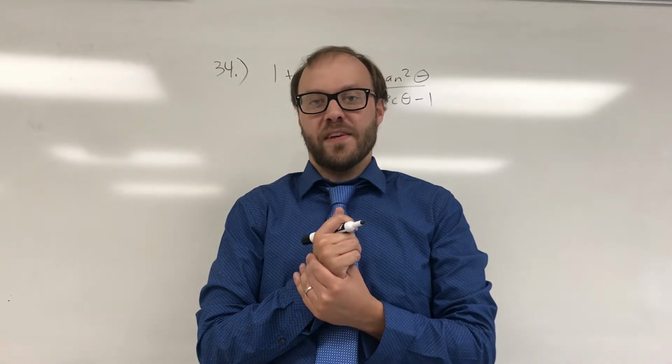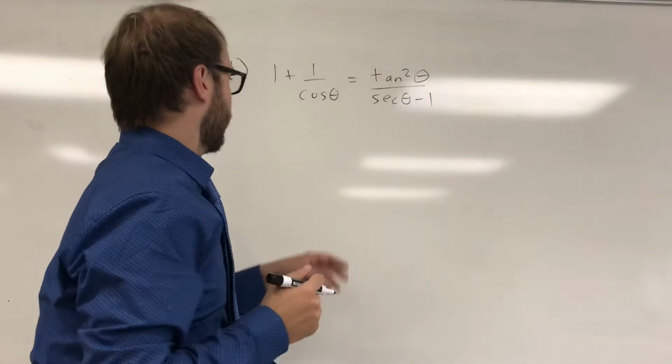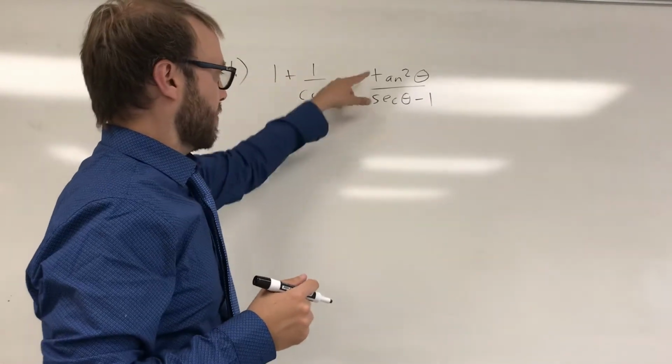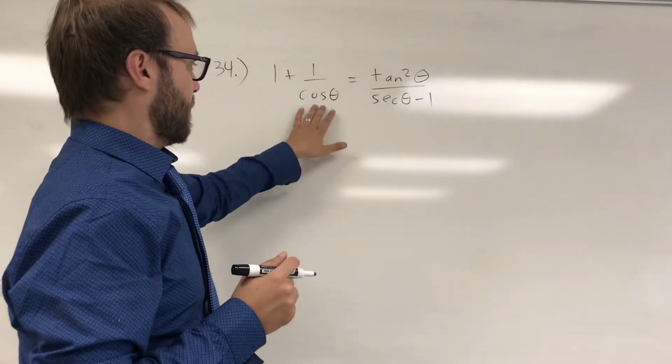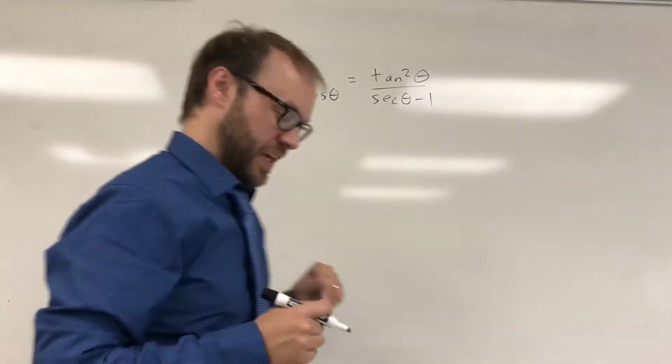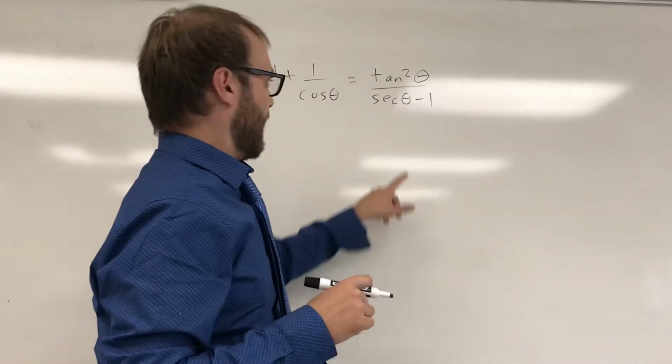This is section 7.6, number 34. Let's run through this, see what's going on. So I've got 1 plus 1 over cosine theta is equal to tangent squared of theta over secant of theta minus 1. On the surface, you might be thinking, oh, I'll switch this into a secant of theta. But I actually picked up on something on the other side.